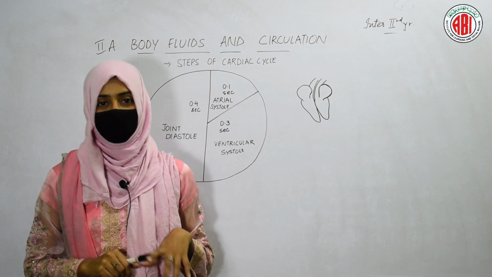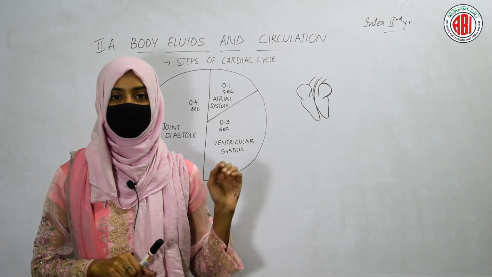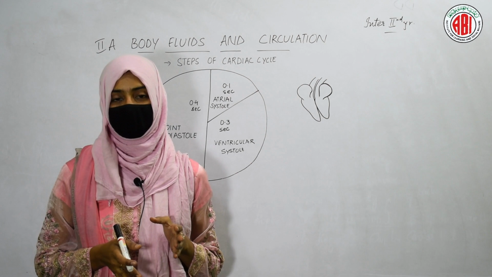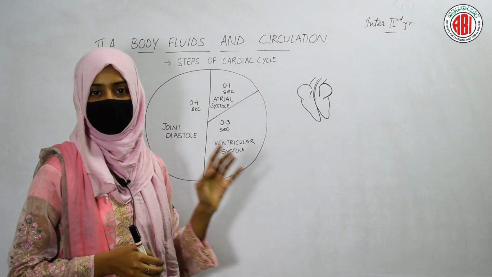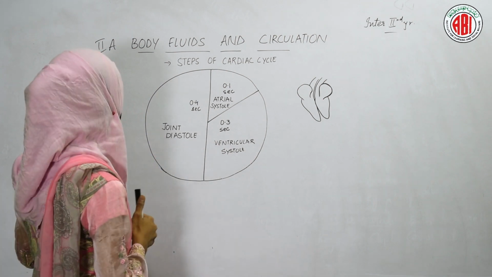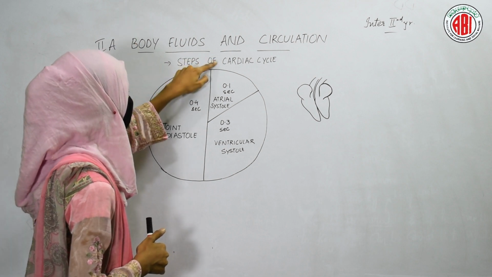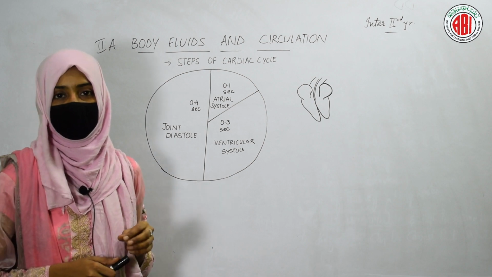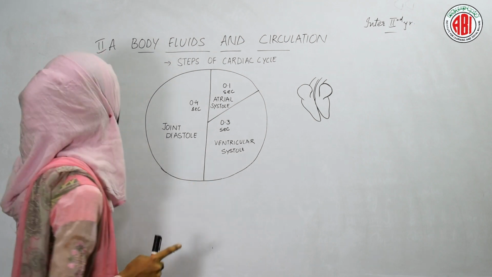In the last session we discussed the cycle which is termed the cardiac cycle. Now in this class I'm going to explain the different steps involved in this cardiac cycle with the help of this flow chart. We have learned that the cardiac cycle is one complete cycle that produces one heartbeat, and we know that one cardiac cycle takes 0.8 seconds to get completed.